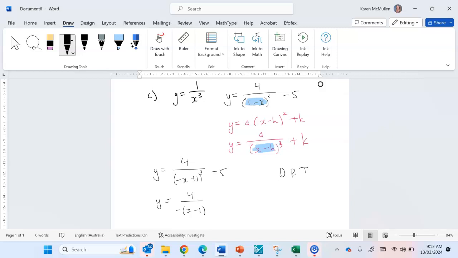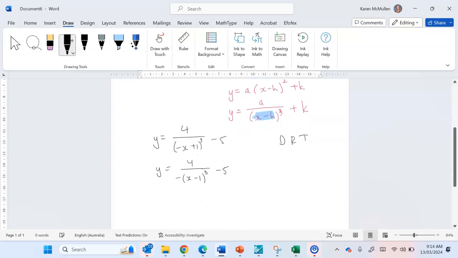So if I took out negative 1 as a common factor, that negative is there. And basically that's still cubed. Because we're cubing, that negative does remain. And the negative, we're going to just put up the top. Cubed minus 5. Now we can read the transformations.